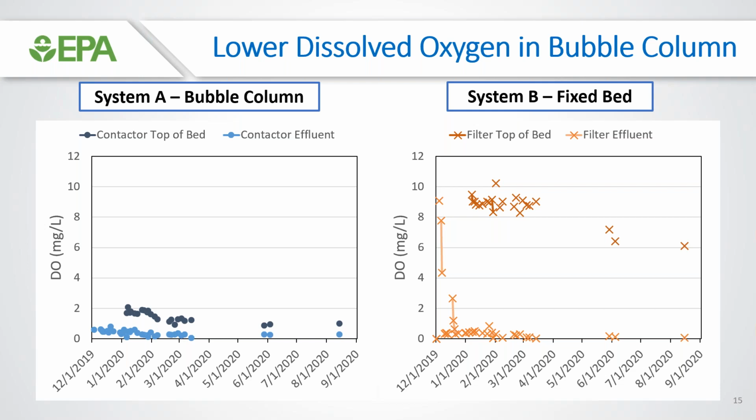So we're looking here at the dissolved oxygen concentrations, and in the bubble column, we see that the sparging with nitrogen is doing its job. The DO at the top is less than 2, usually less than 1, whereas in the fixed bed, the DO was up at 9 in the winter, and now it's been more around 6.5. And then in both systems, the effluent DO is less than 0.5 milligrams per liter, so these are anoxic reactors.